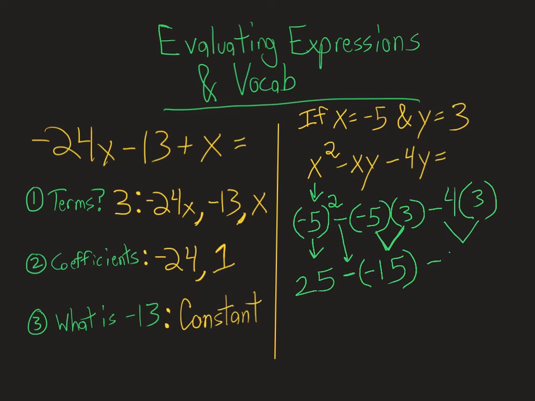Negative 4 times 3, negative 12. And again, now we just finish. I'm just going to cancel that pair of negatives. We got 25 plus 15 is 40. Minus that 12 is 28.